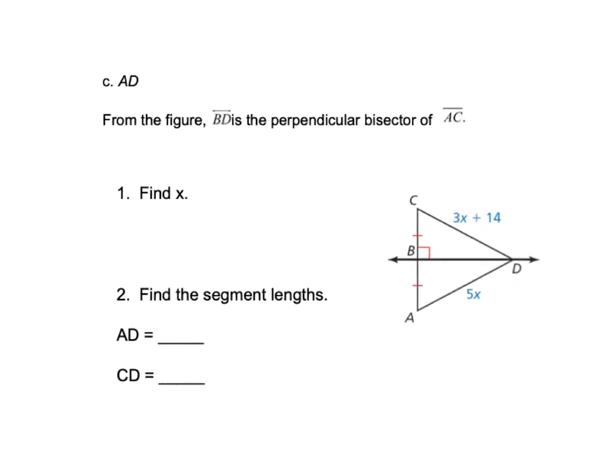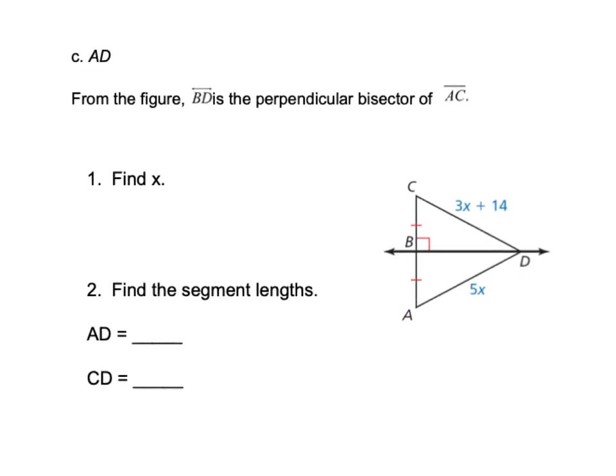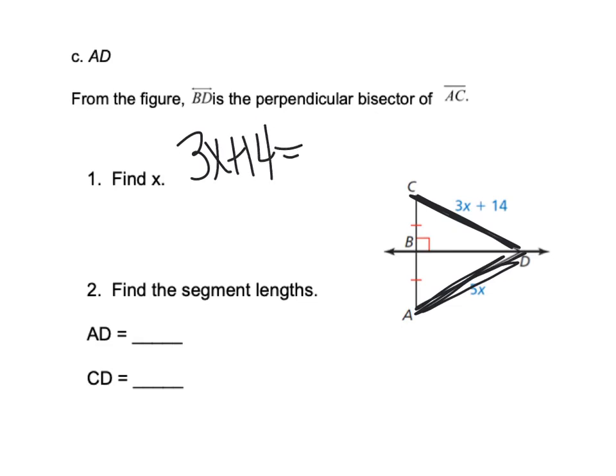Okay, so looking at just a couple more examples here. Now we have a little bit of algebra that's going with it. From the figure, BD is the perpendicular bisector, which means that point D is the same distance from the endpoints of the segment. So that means that 3x plus 14 is going to be the same distance as 5x. And all that we would have to do is go ahead and solve that.